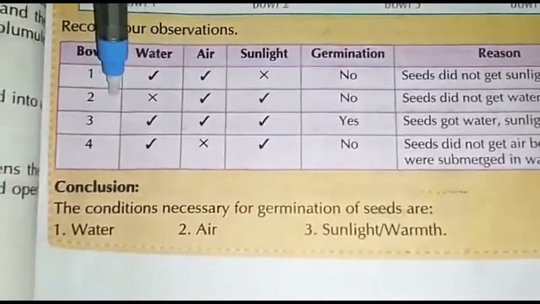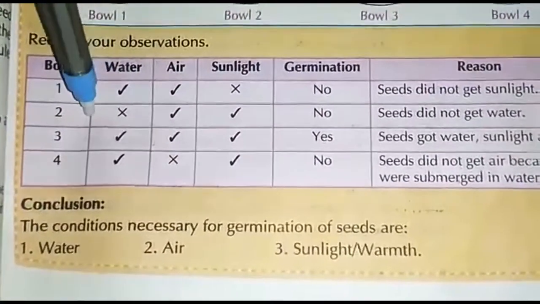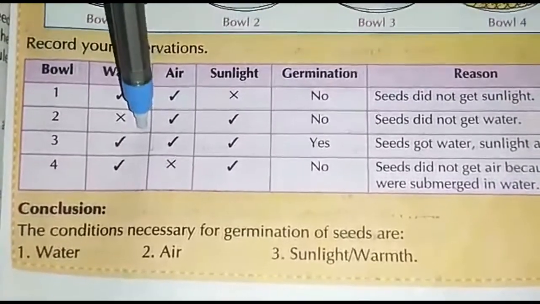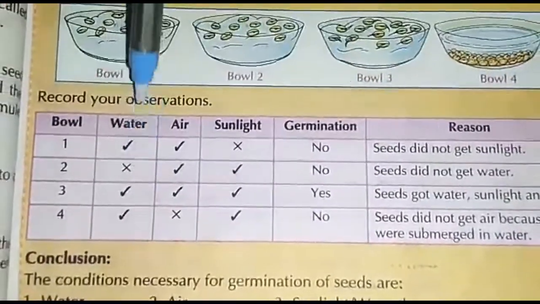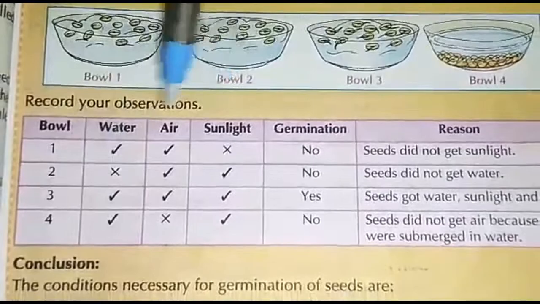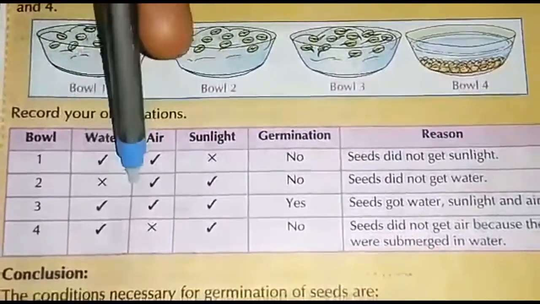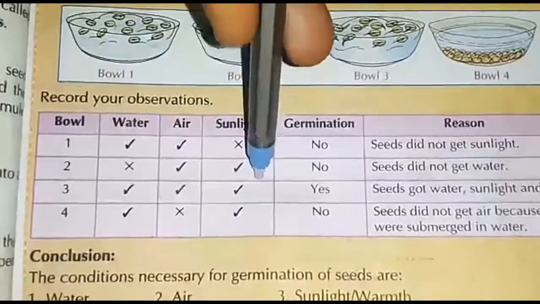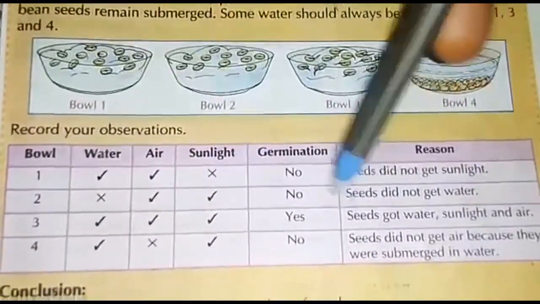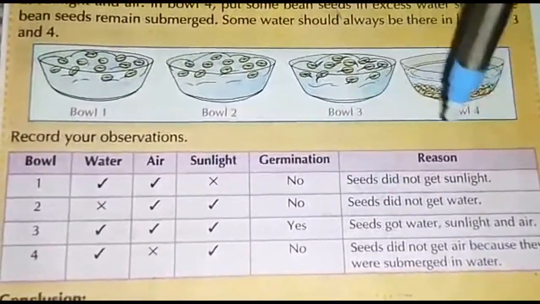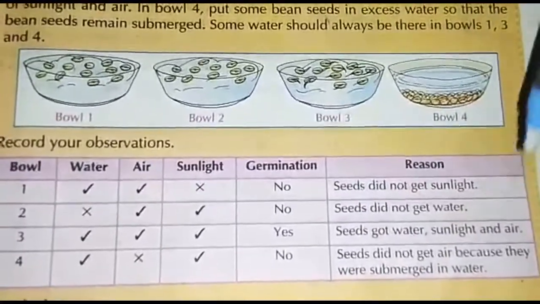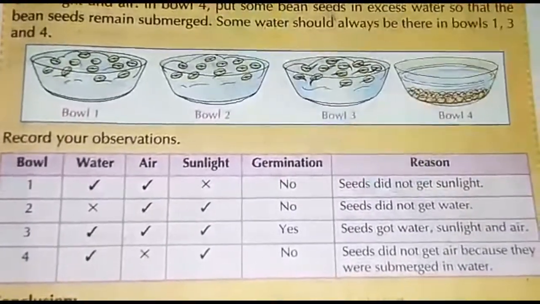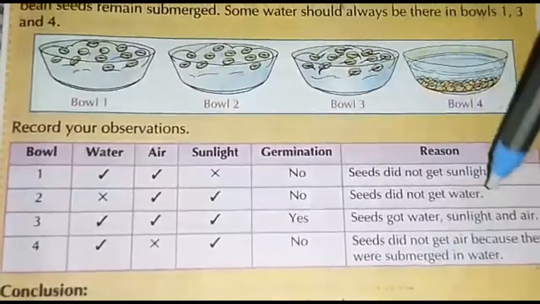Now come to bowl 2. In this bowl 2, is water there? No. Did you keep wet cotton? No. You kept dry cotton. So that's why in bowl 2 there is no water, but air is there, sunlight is there. Can it germinate? No. Why? Because that seed is not getting water. First bowl ki sunlight ledu. Second bowl it is not getting water.